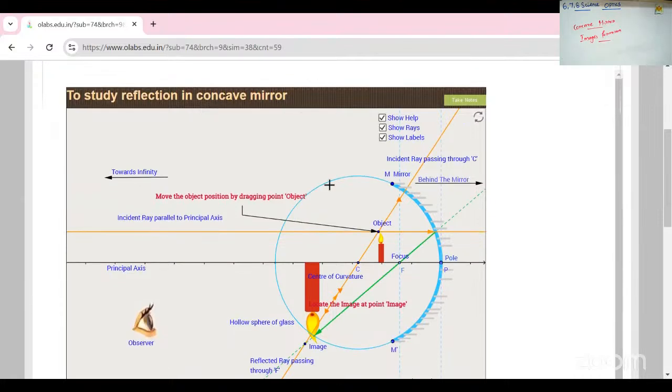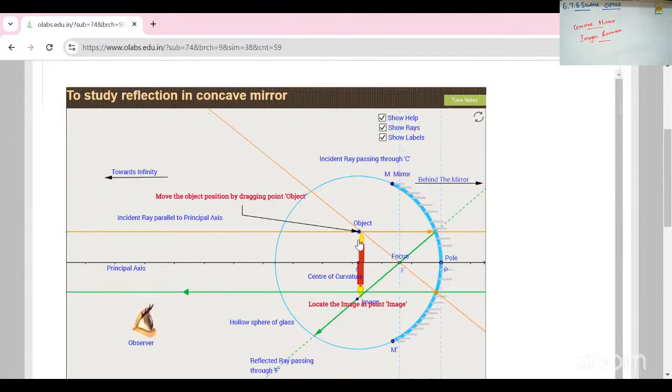When we keep the object at the C point, where does the image occur? At the same point, C only. How is the image formed? It is the same size; there is no difference in the sizes. The image is real and inverted.